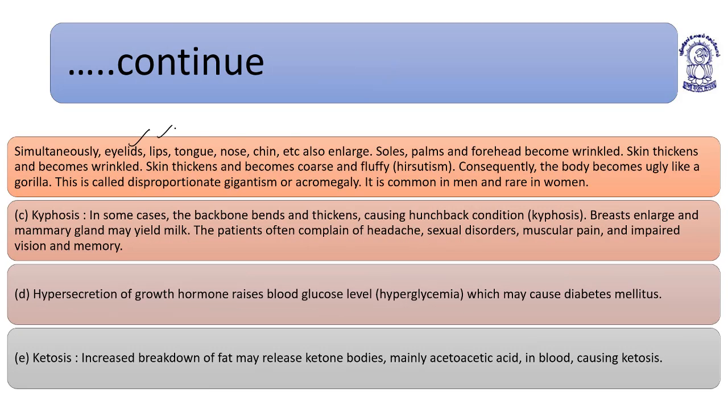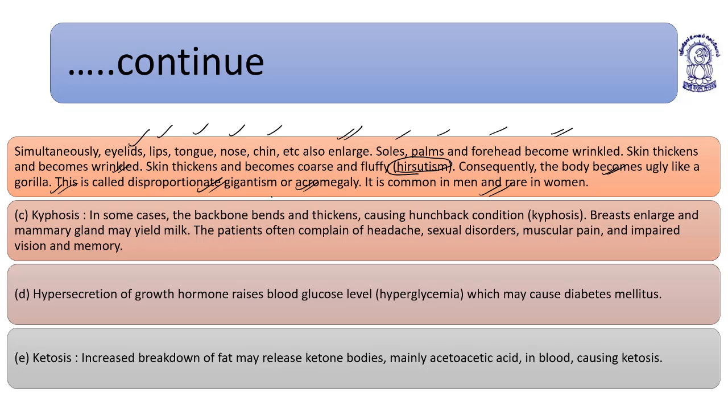Simultaneously, eyelids, lips, tongue, nose, chin also enlarge. Soles, palms, forehead become wrinkled. Skin thickens and becomes coarse and fluffy. Hirsutism. Consequently, the body becomes ugly like a gorilla. This is called disproportionate gigantism or acromegaly. It is common in men and rare in women.